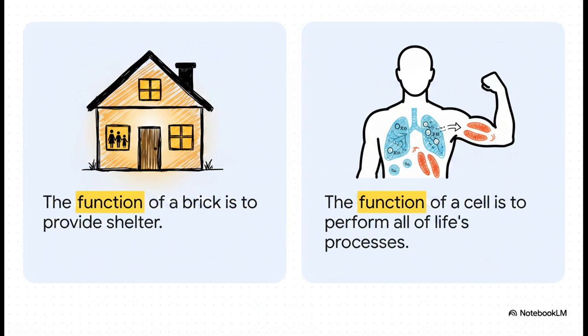Every single cell in your body has a job to do. When you take a breath, that's millions of cells in your lungs doing their job. When you grow, that's your cells dividing and multiplying. Everything we do is just the grand total of what all our tiny cells are doing.